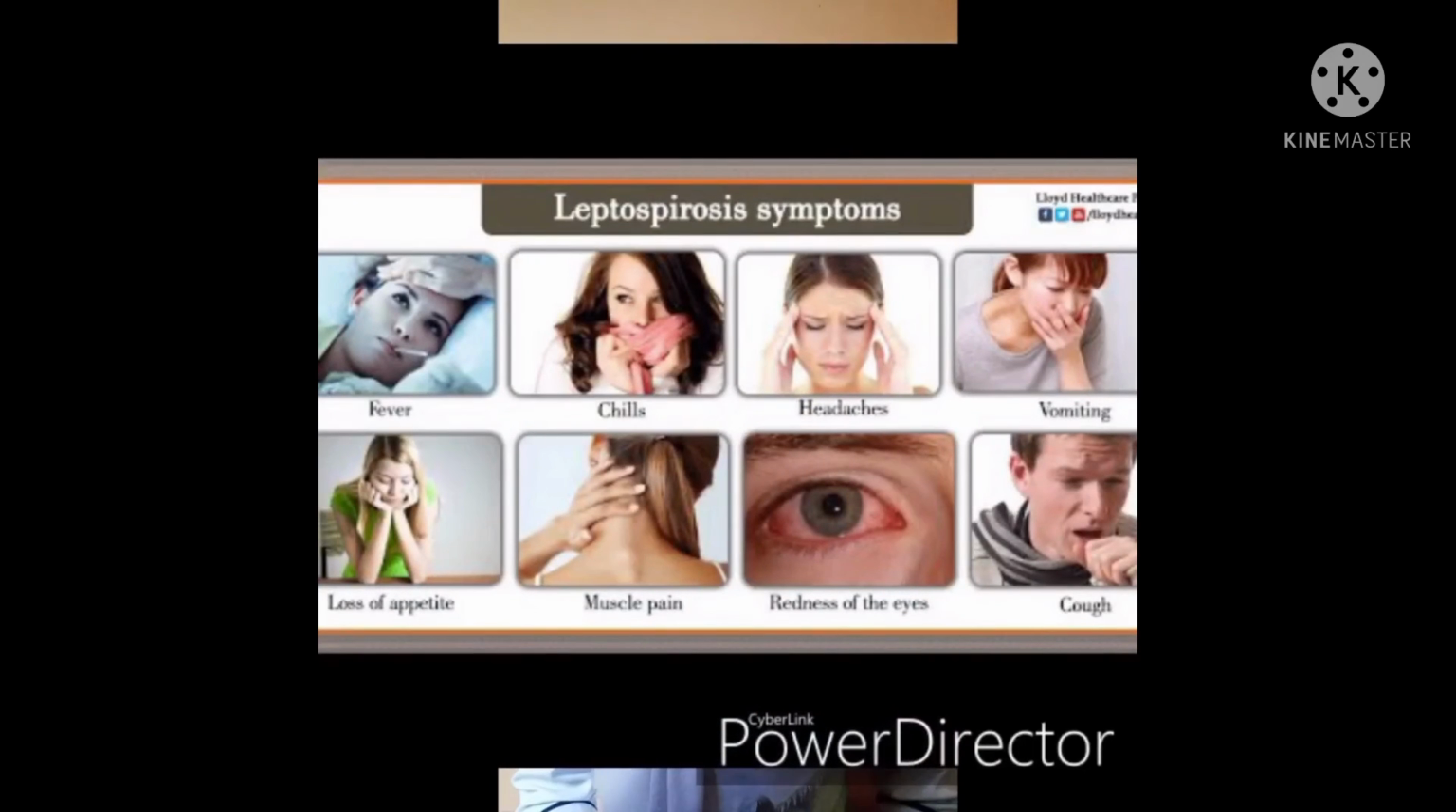Symptoms of leptospirosis usually appear suddenly about 5 to 14 days after infection. However, the incubation period can range from 2 to 30 days according to the CDC. Leptospirosis symptoms include fever, chills, headache, vomiting, loss of appetite, muscle strain, redness of the eye, and cough.